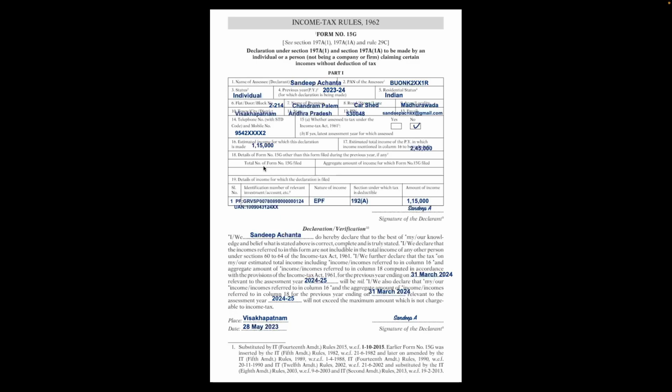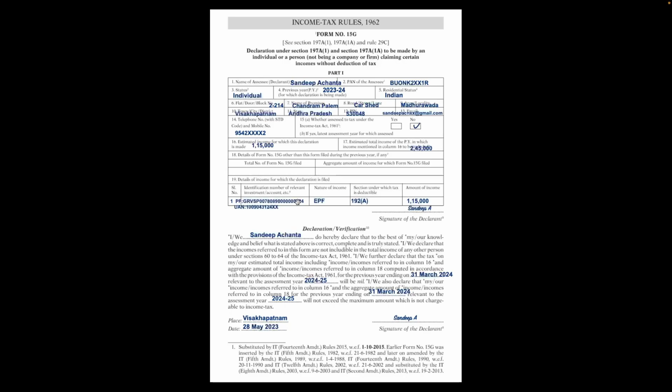In field number 18, if you have submitted any Form 15Gs earlier for fixed deposits like that, you have to mention those details. Under total number of Form 15Gs filed, you have to mention the number of Form 15G copies you have submitted and the aggregate amount of income for which Form 15G was filed. Here mention the amount for which you have submitted the Form 15G. If you haven't submitted any Form 15Gs in the current financial year, then there is no need to fill field number 18.